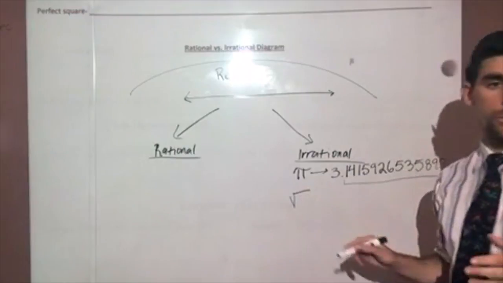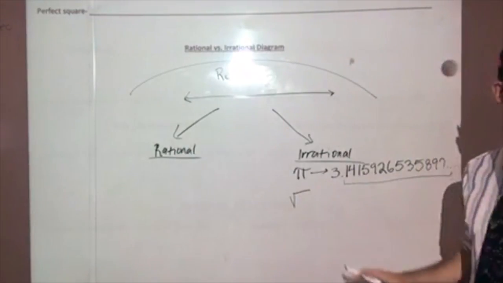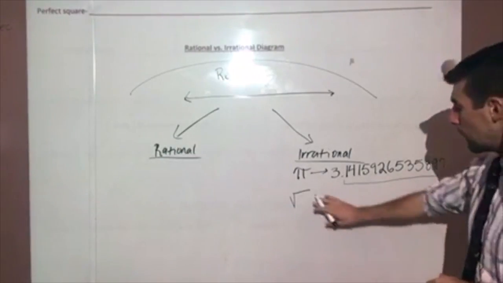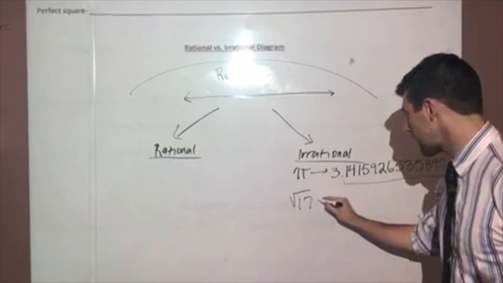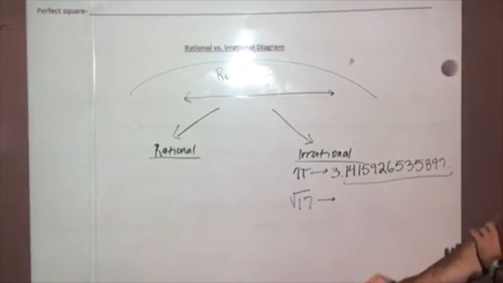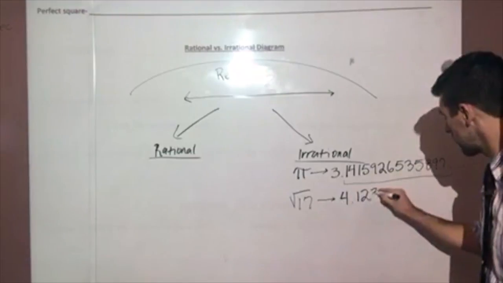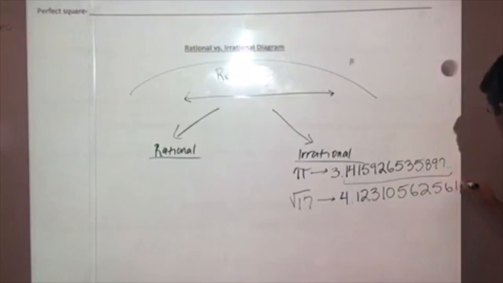Same idea with the square root of a non-perfect square. If we had, like Mr. Seelan showed, the square root of 25, well that's 5. That's a whole number, a natural number or an integer. But if we have the square root of a non-perfect square, let's say 17, the square root of 17 is 4.123105625617661... And realize these dots mean this number will keep going on forever.